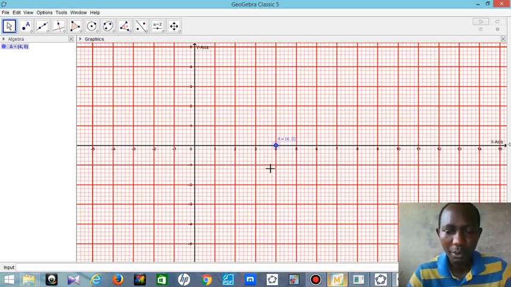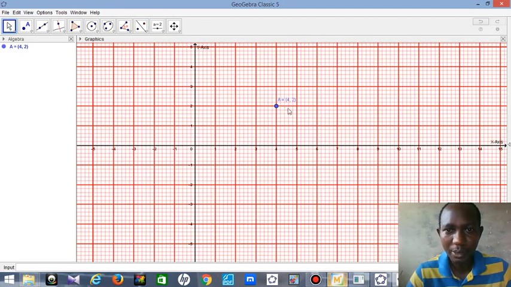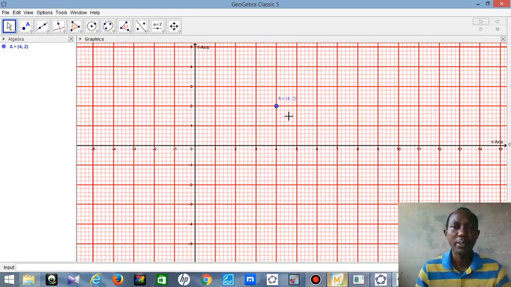So on this 4, I will now rise up. See, I'm rising up till I get to 2, then I will stop at that place. So this is point A. You can see it. X coordinate is 4, Y coordinate is 2. So by the time you have this idea, you see there's no issue with that. So this is how you locate a point on the Cartesian plane.